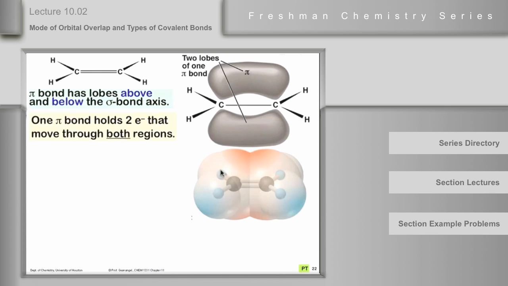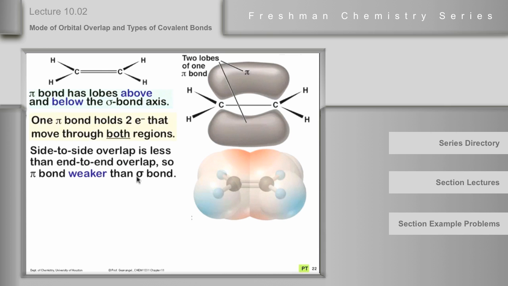So electron density, if we had a density diagram, in the pi bond would be greatest above the carbon-carbon link and below the carbon-carbon link, because that's where these lobes of the pi bond are. You probably don't have a hard time understanding that if you compare side-to-side overlap with end-to-end overlap, end-to-end is better, and side-to-side is not as good. And therefore, the pi bond tends to be weaker than the sigma bond part of this.